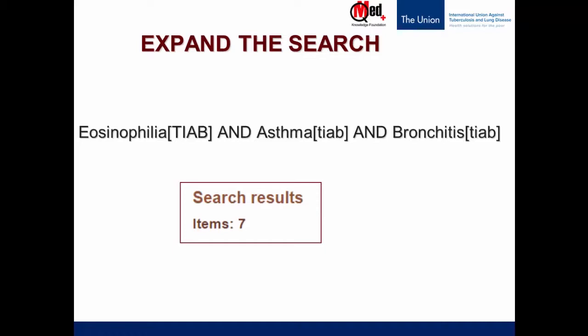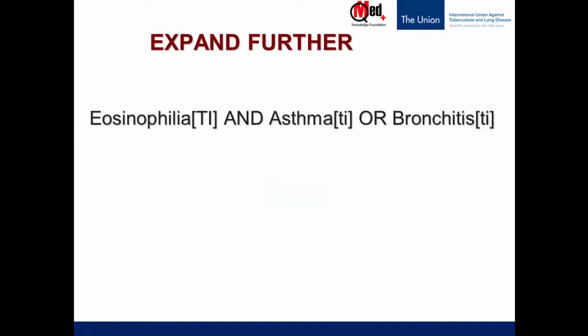This time we got just 7 results, and when we scanned them, we probably found only 1 or 2 very relevant. So while MeSH is the best, let's do one more quick alternative, which is a further expansion where we substitute asthma and bronchitis with asthma or bronchitis. Here, what we are really looking for is some authors may have written about eosinophilia in asthma, some may have written separately on eosinophilia in bronchitis. So we are trying to expand our search.